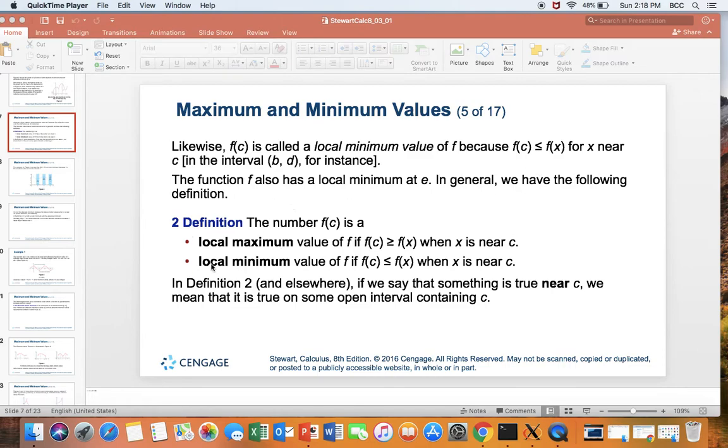So here is the formal definition. The number f of c is a local maximum value of f if f of c is greater than or equal to f of x when x is near c. Likewise, the number f of c is a local minimum value of f if f of c is less than or equal to f of x. Minimum means you have to be less than or equal to when x is near c.